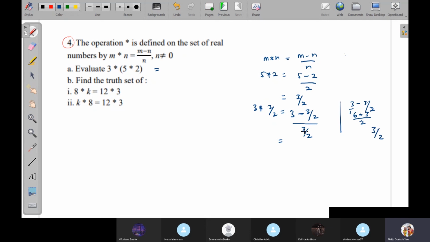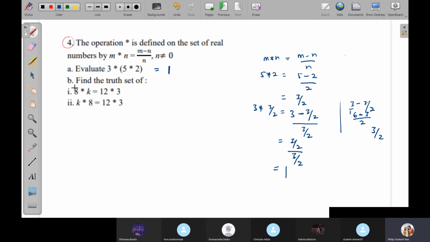So the numerator is 3 on 2, and the denominator is also 3 on 2. When you divide two 3 on 2s, it gives you an answer of 1. So it tells you that when you operate 3 star, into brackets, 5 star 2, you get an answer of 1. Now going to B, using the same rule, let me take the I.